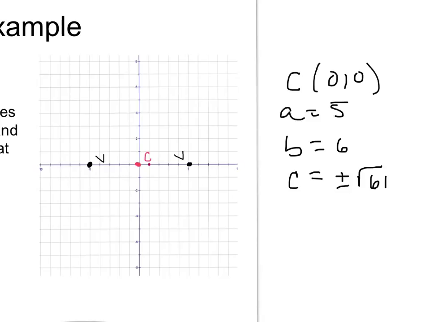I'm actually going to plot b. So I'm going to go up 6 and down 6, because that's b. From the center, I'm going to shift 6. So I move down 6 units, and I move up 6 units. And that's going to give me my co-vertices. Nothing goes through the co-vertices, but notice if I line up, I'm going to draw a dashed line this way and a dashed line this way.